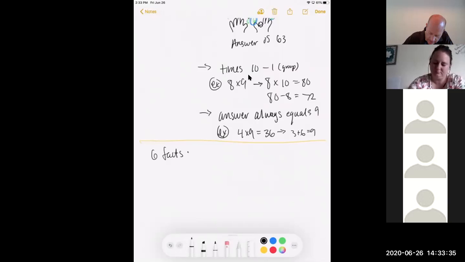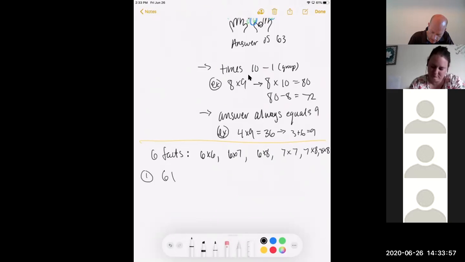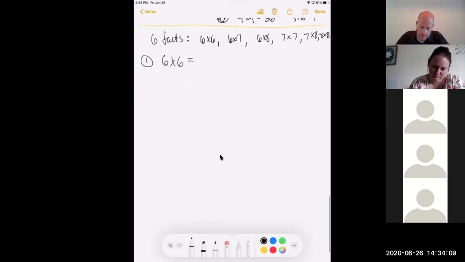So there's 6 facts left. We have 6 times 6, 6 times 7, 6 times 8. We have 7 times 7, 7 times 8, and 8 times 8. Okay. Anybody have an idea how we can calculate 6 times 6? Like derive what the answer would be. So we'll try and get through as many of these as we can before our time ends.